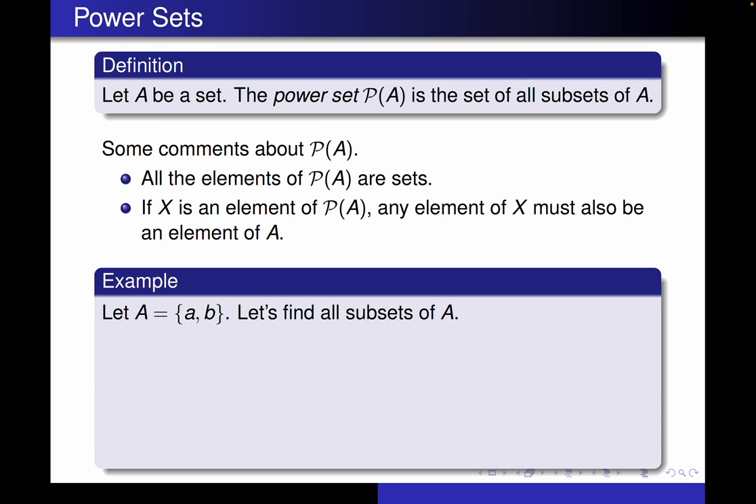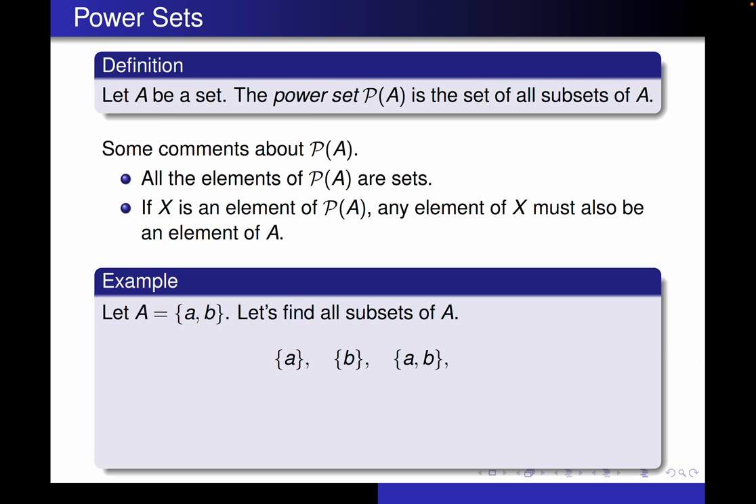All right, so let's go ahead and find all those subsets. So one subset is just the set that contains a. That's going to be a subset of A. Also, the set that just contains b, that's also going to be a subset of A. A itself is a subset of A. So the set containing a and b is also a subset of A.